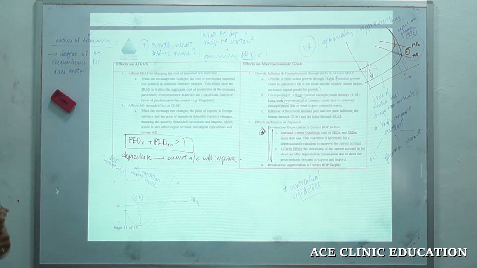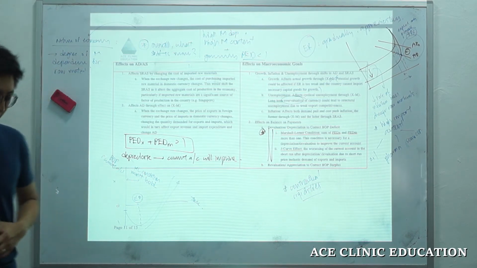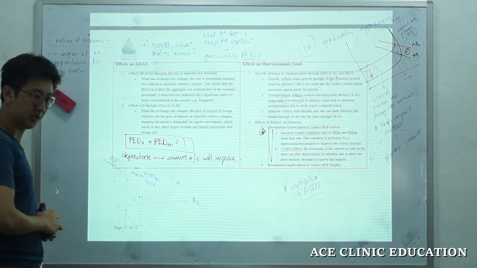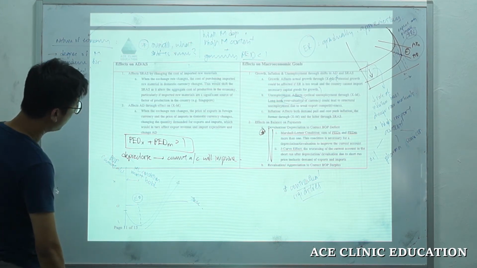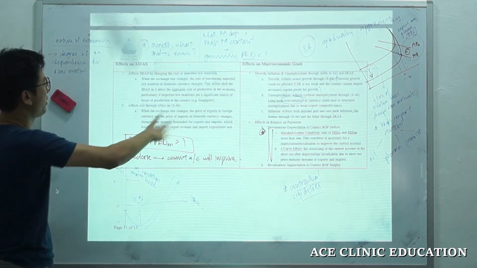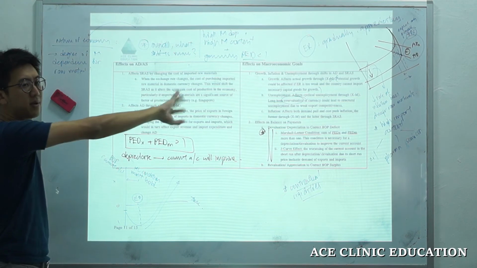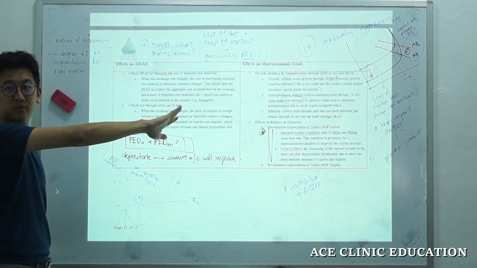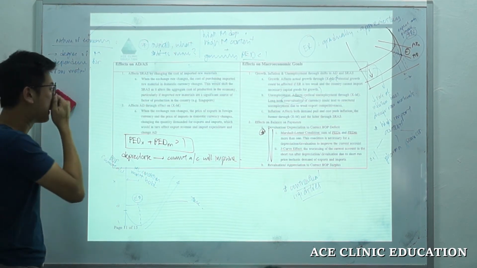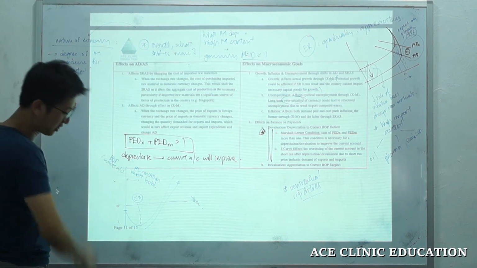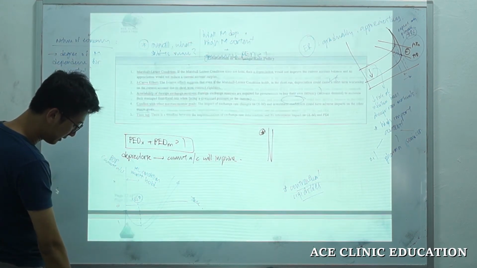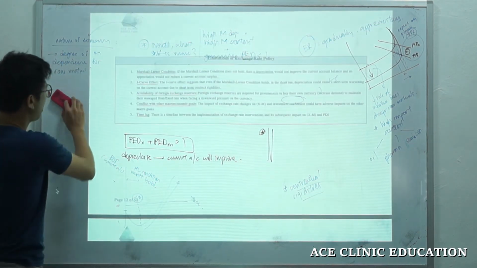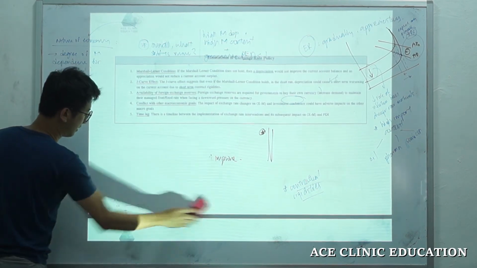Okay, questions? If not, then page 12. So this page, the most important thing is the left side. The right side you can pretty much derive yourself using your macro goals knowledge. The key is to understand how your AD and AS change. Okay. Last page of exchange rate policies.